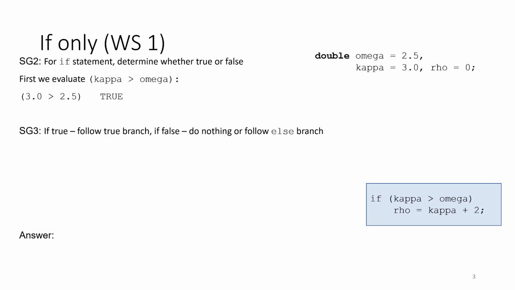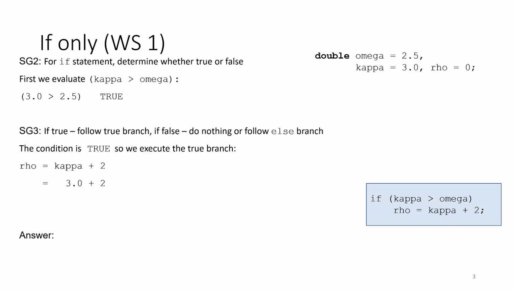For subgoal 3, because the Boolean expression evaluates to true, we will follow the true branch. Looking at our diagram, the true branch contains the assignment to rho. So rho is assigned the value of kappa plus 2.